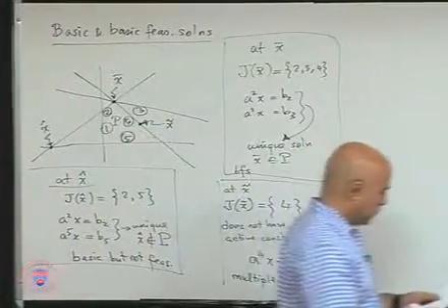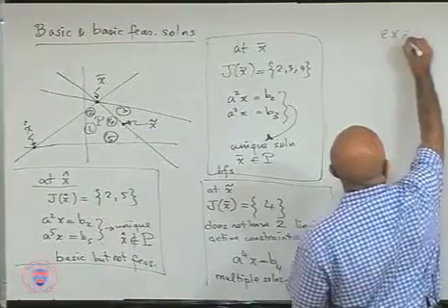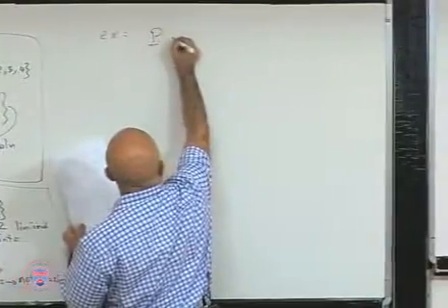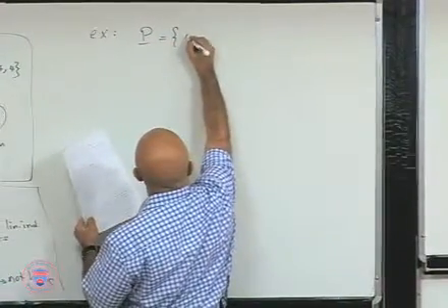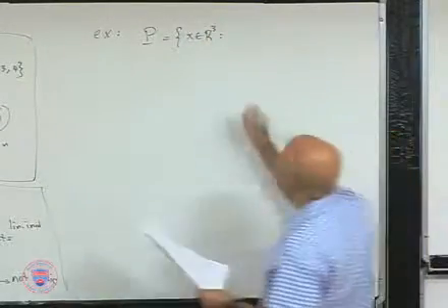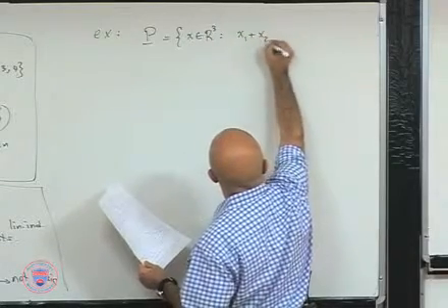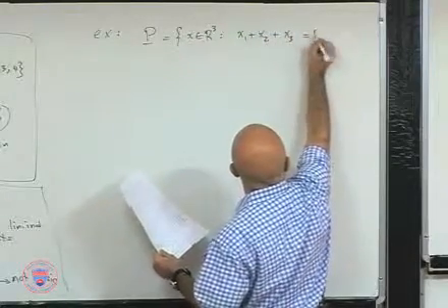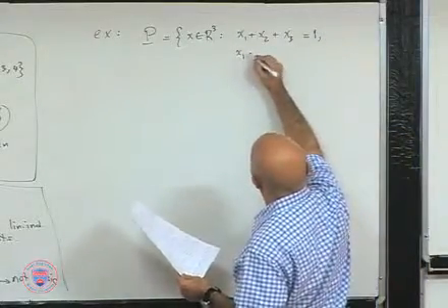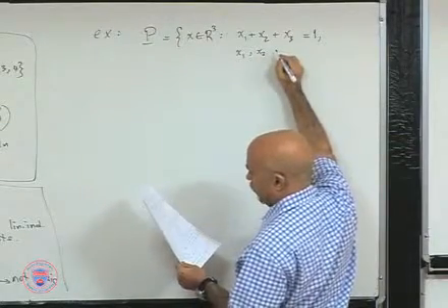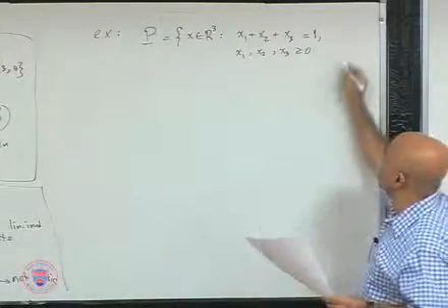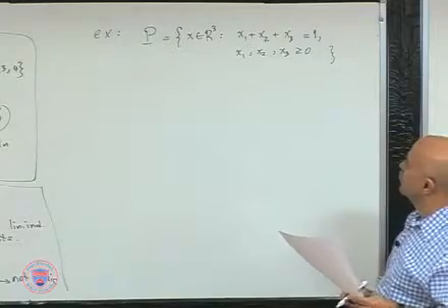All right. Let me give you another example. Suppose my polyhedral set is defined now in 3 dimensions. The first one was in 2. There's one constraint which tells you that the sum of the variables is equal to 1. And then you've got the remaining constraints, x1, x2, x3 being greater than or equal to 0. So this is your set.